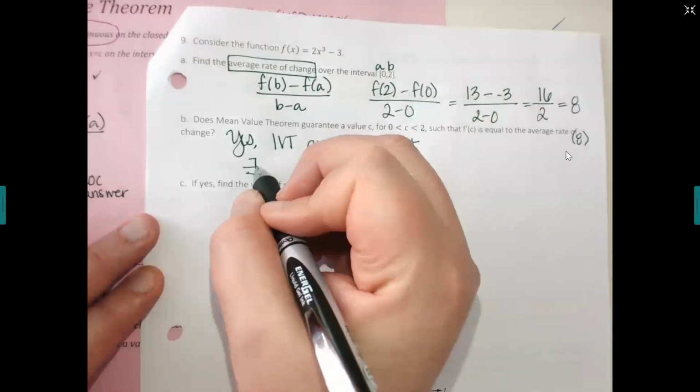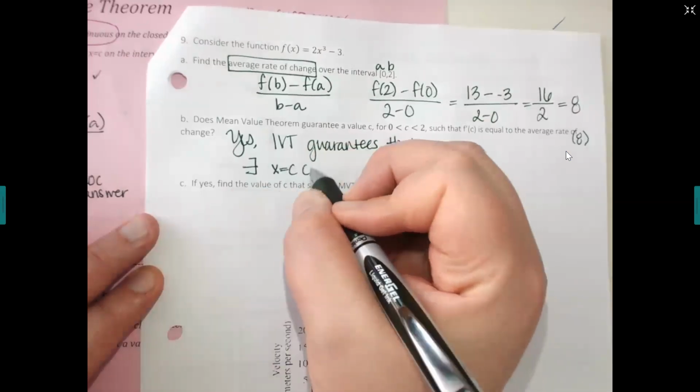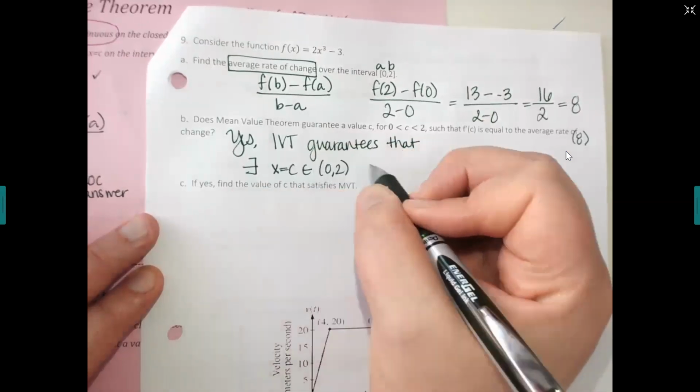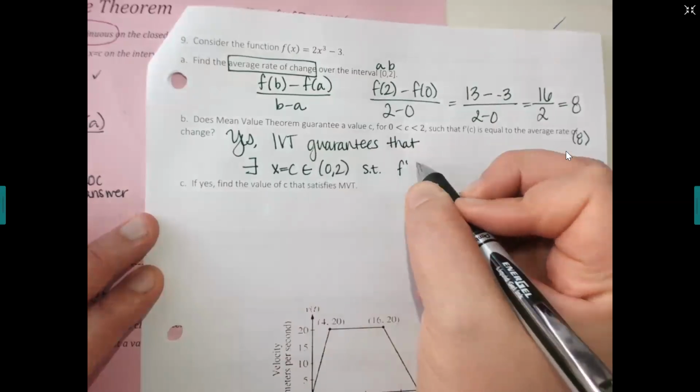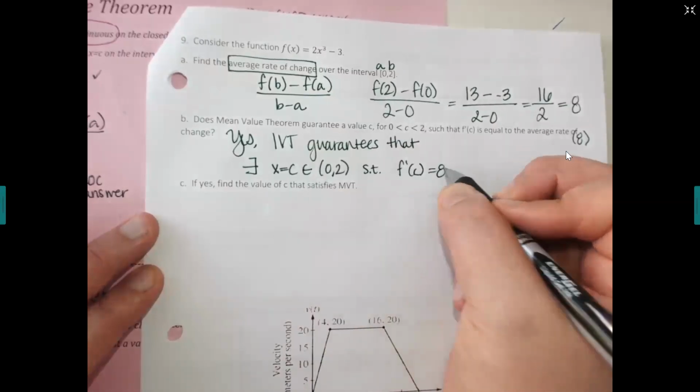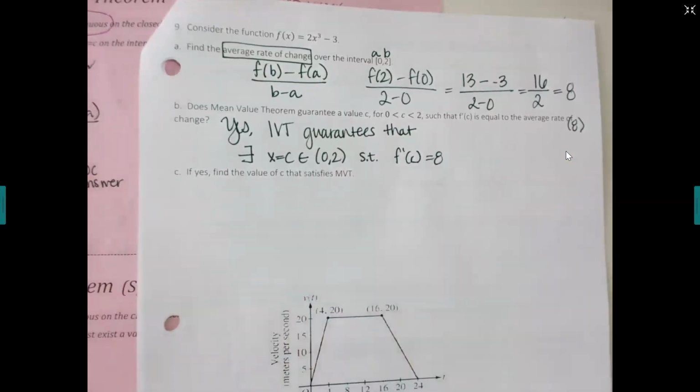There must exist an x equals c within the interval from 0 to 2, such that f prime of c is 8. Okay, IVT guarantees there must be a c between the x's, stay between the x's, so 0 and 2, so that my derivative has to equal 8. Then, if it asks you to find it, look right here, it says find the value of c.